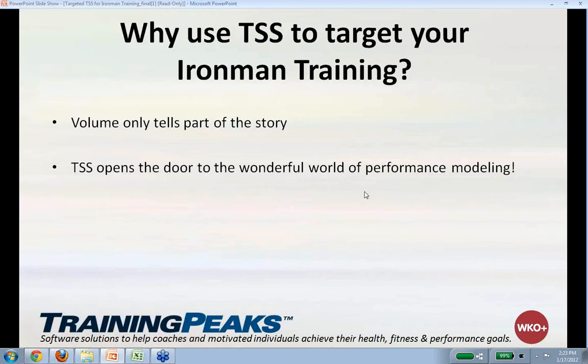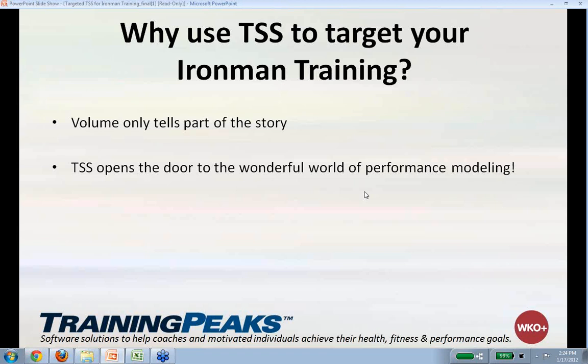So with those cautions in mind, you may be asking yourself, why do we want to use TSS to target your training? Why do we want to use TSS prescriptively? The major two reasons are, number one, I guess the old-fashioned way of looking at training load, at least in Ironman circles, is to look at training volume. So people will talk in terms of, I did a 30-hour training week this week. I did a 40-hour training week if you're a little crazier. But volume only tells part of the story.